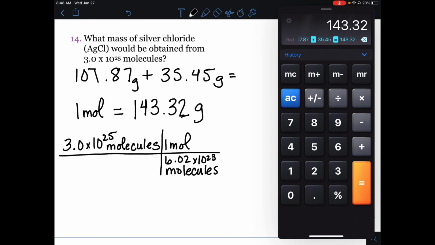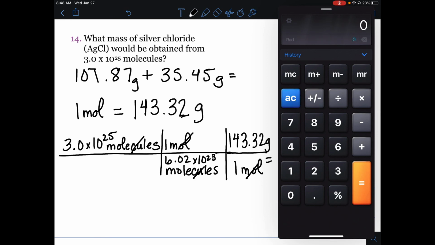But I'm not quite done yet because the question wasn't how many moles are there. The question is, how much does it weigh? What is its mass? So again, for every 1 mole, it has a mass of 143.32 grams. That's the conversion factor I just found out. You can see here everything cancels. Molecules is going to cancel. Moles is going to cancel. And I'm going to be left in grams.